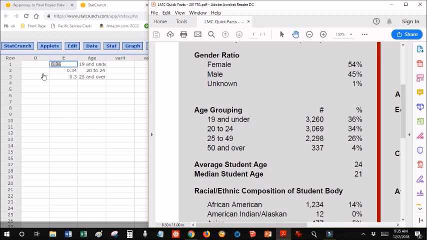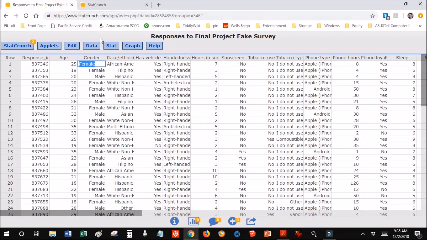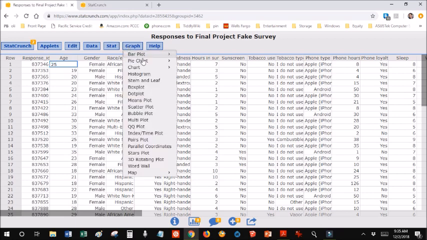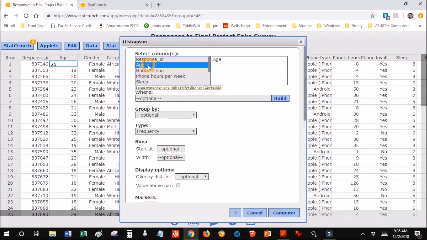Now I need to find the observed counts. So I need to find the bins. The 20 to 24 and 25 and over, this bin from 20 to 25 has a bin width of 5. The easiest way to bin the age data is to make a histogram. So I'm going to make a histogram of the age data with a bin width of 5. And let's start at 5. And let's have StatCrunch put the values of the height of each bar above each bar.